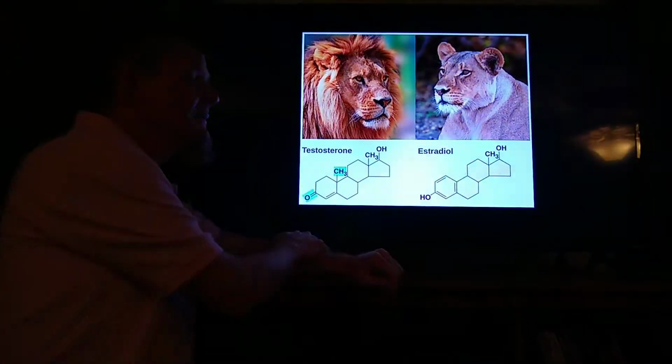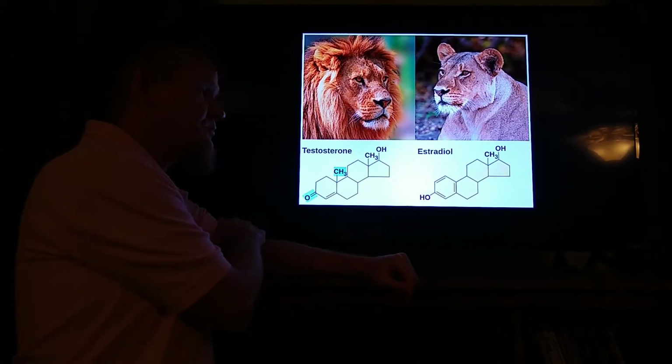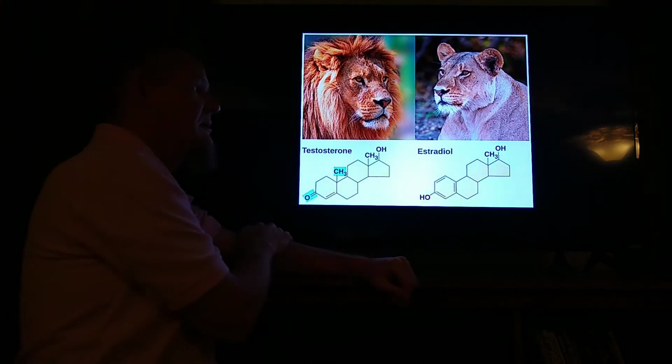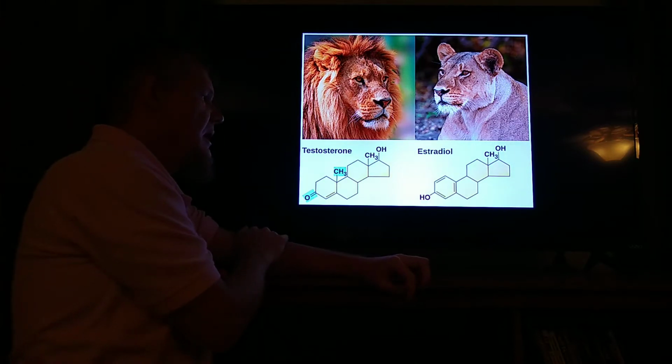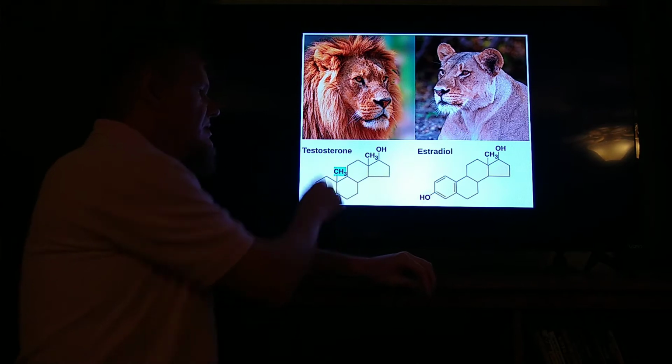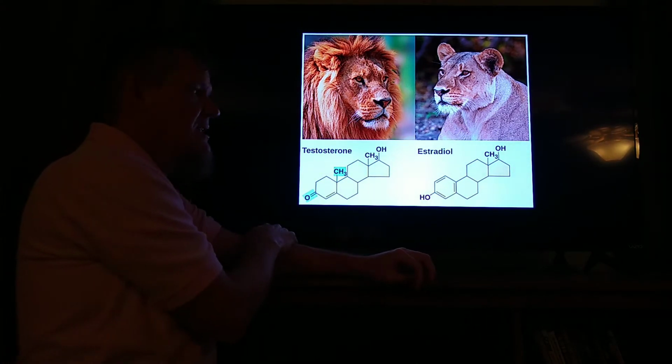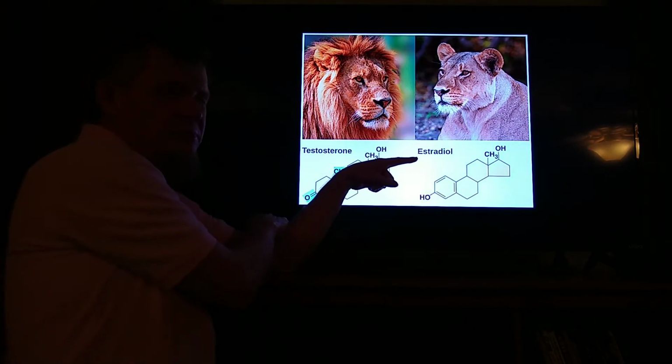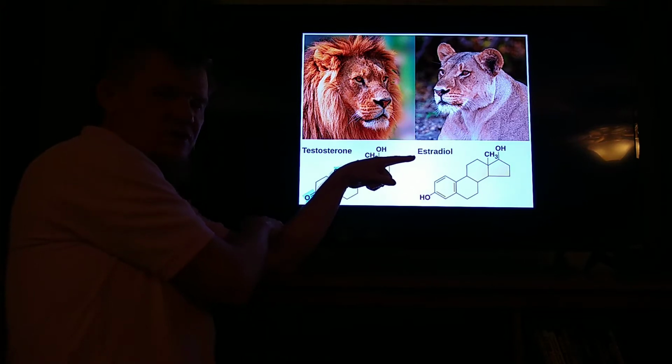Here we see some organic molecules. Obviously, we have a male and a female lion up here. What I want to show you is that these two molecules are hormones. This is specifically testosterone. You recognize that one. Estradiol, you probably don't recognize, but you've heard of estrogen. This is one of the estrogens.